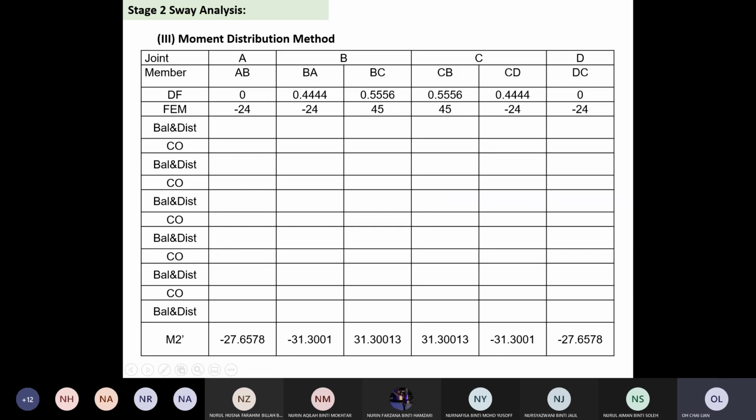Class, may I know what is shown on your screen, what can you see on your screen? Stage 2, table, moment distribution method. All right, thank you, thank you.